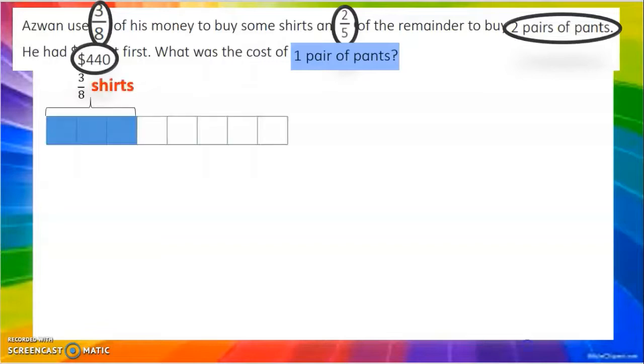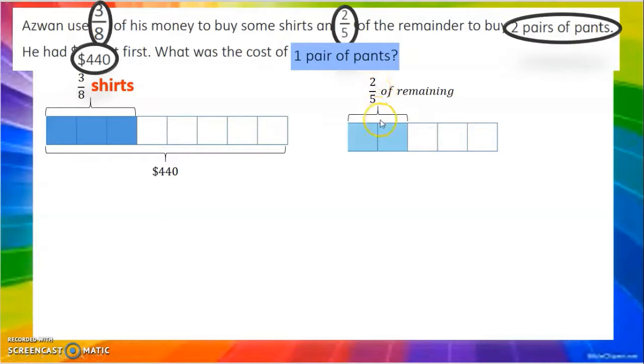So we're going to draw a model. So 3 out of 8, this is for shirts, and the amount of money is $440. Take note, the remaining, we have 5 blocks, and we're going to take the 2/5 of the remaining, so this is 2 blocks shaded, so this is the 2 pairs of pants. Okay? So one pair of pants is only one block. So one block here is the cost of one pair of pants.